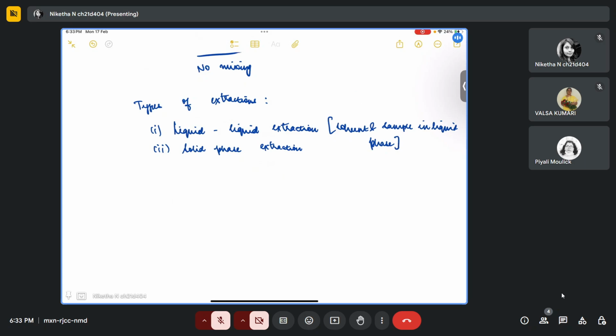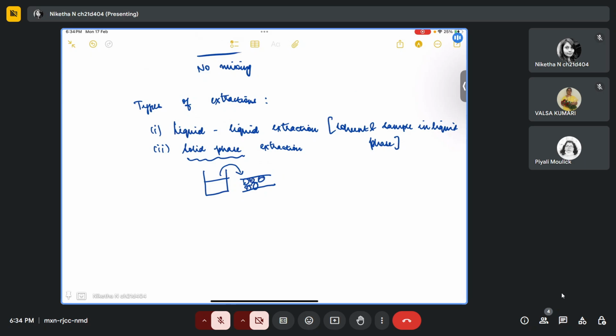But when it comes to solid phase extraction, what happens is that you have a chemical and it is present in a liquid, and it cannot be extracted by adding a liquid solvent. So in that case, what we do is we add some kind of an adsorbent, or we pass this sample through an adsorbent.